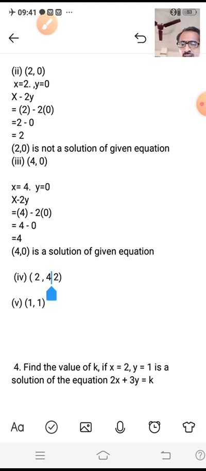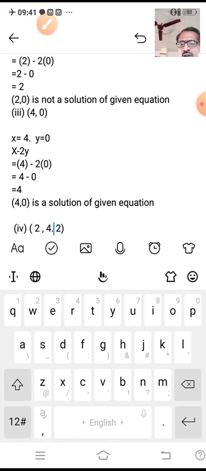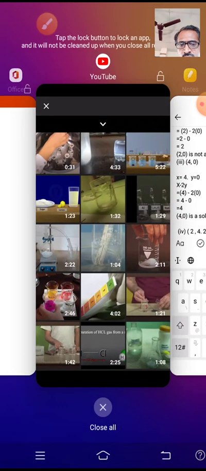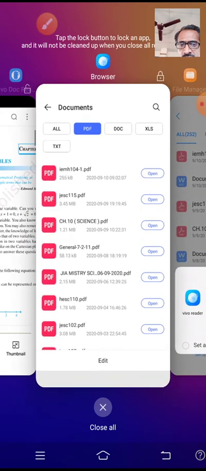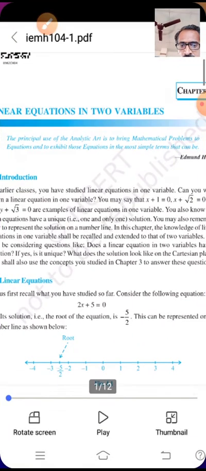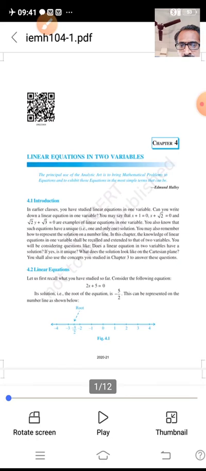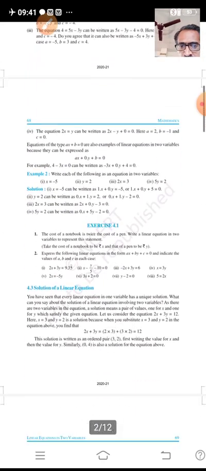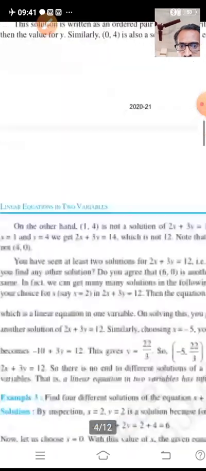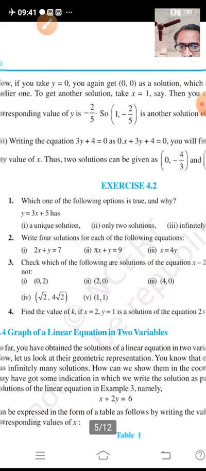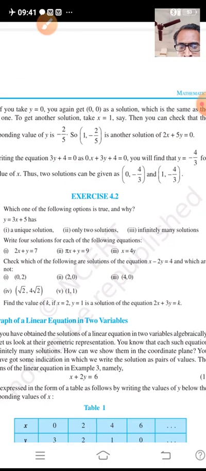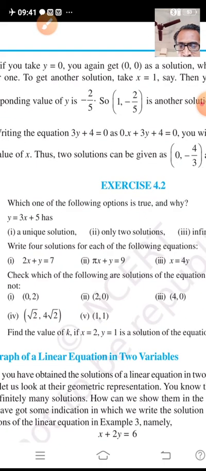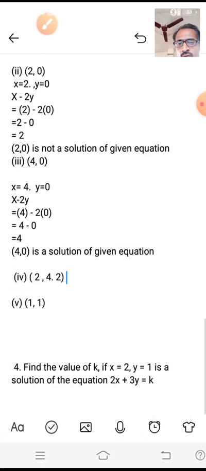In the same way, let us solve the next one. Let me check whether it is (4, 2) or something else. Sorry, it is root 2 and 4 root 2. Let us solve root 2 and 4 root 2.